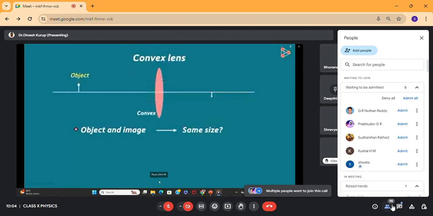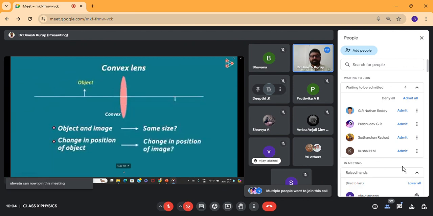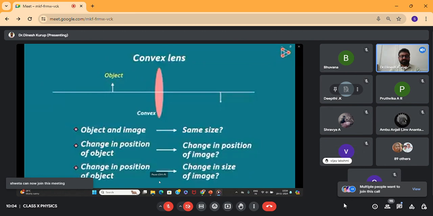Are the object and the image of the same size? What will happen if I change the position of the object? Will the position of the image change? Will the size of the image change? In order to know the answers to these questions, keep watching our future videos.